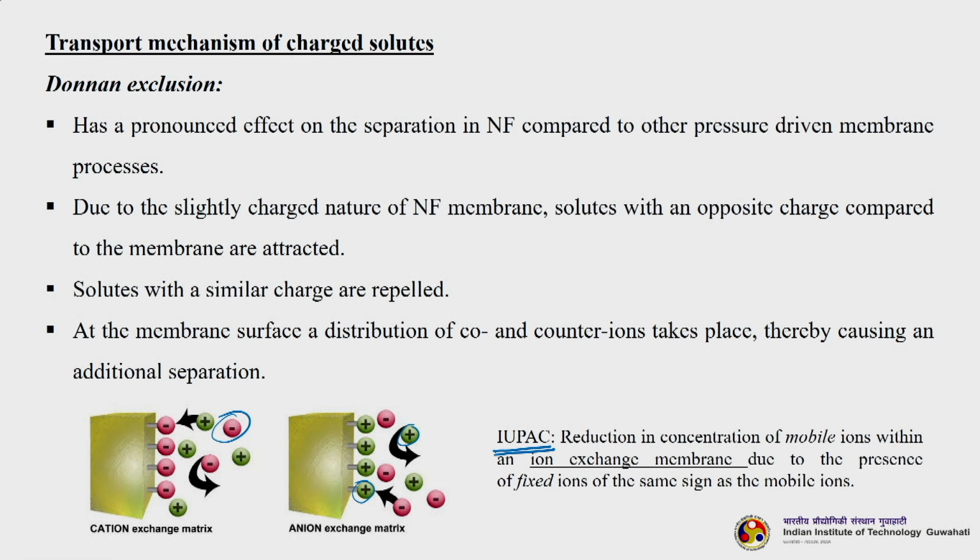So, after some time some equilibrium will be observed here. That is actually called Donnan equilibrium. Donnan exclusion has a pronounced effect on the separation of nanofiltration compared to other pressure driven membrane processes, because we are mostly dealing with ions, and each ion has some charge.